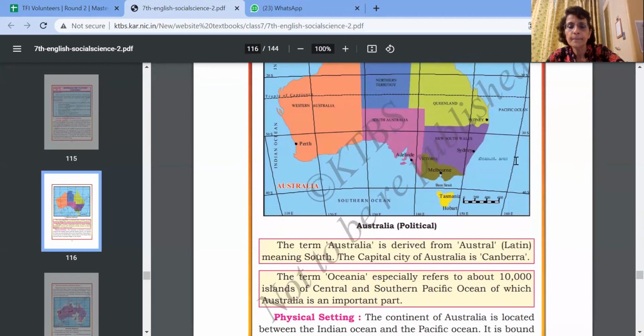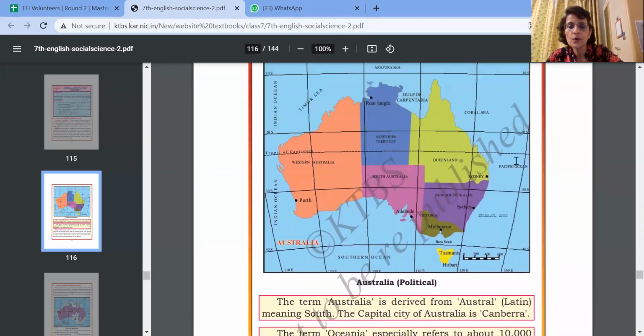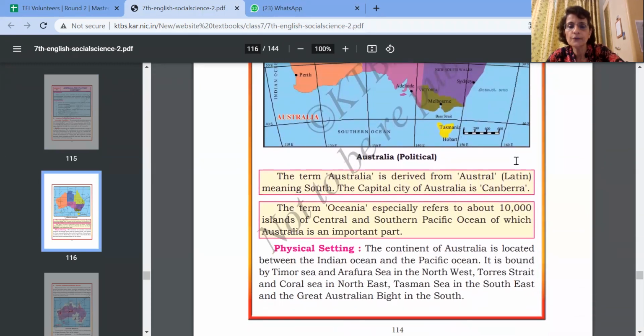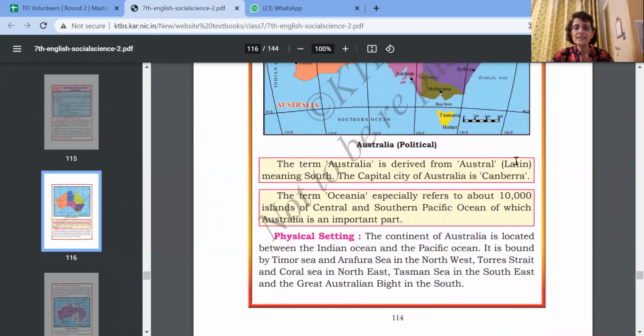And so now let us see what is the physical setting of Australia. So basically, Australia is located between the Indian Ocean and the Pacific Ocean. And it has also got the Timor Sea, the Arafura Sea in the northwest, the Torres Strait and Coral Sea in the northeast, and it's got the Tasman Sea in the southeast and the Great Australian Bight in the south.